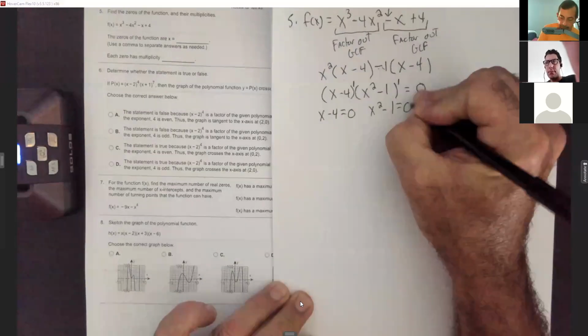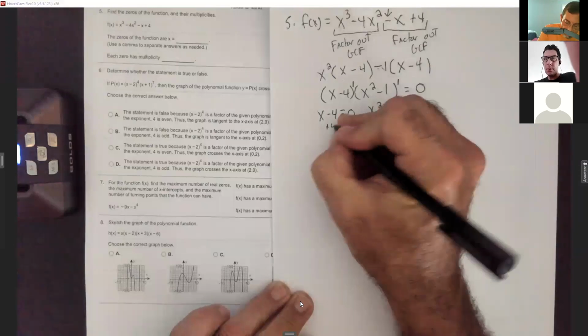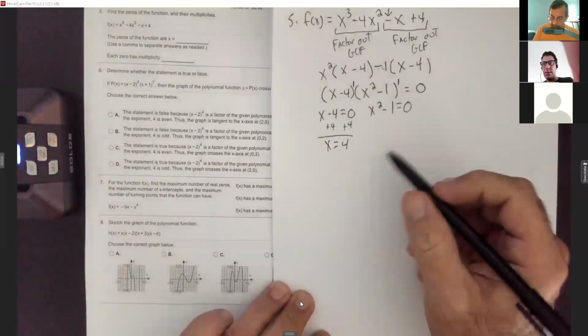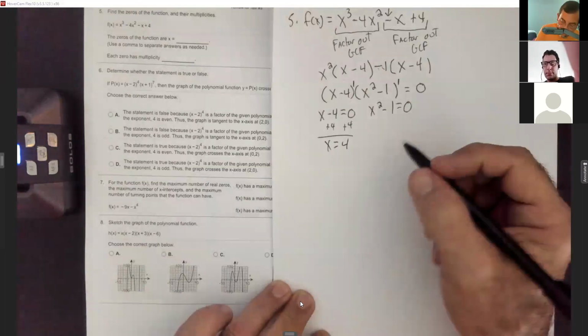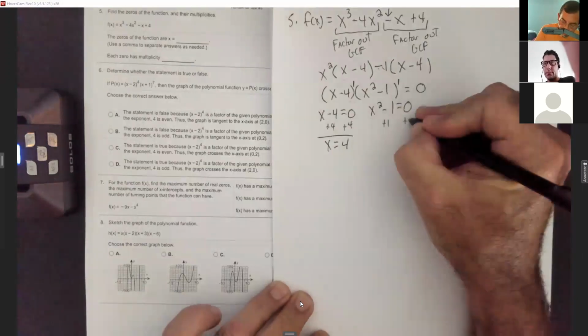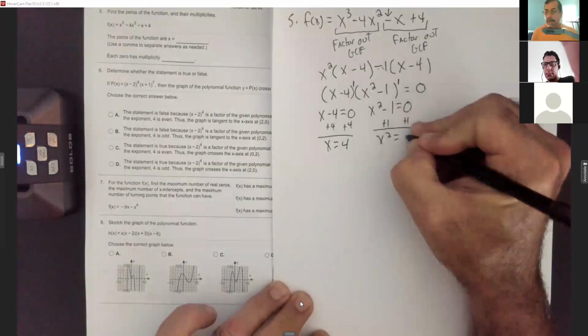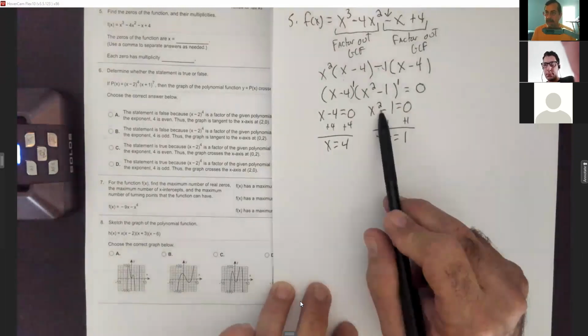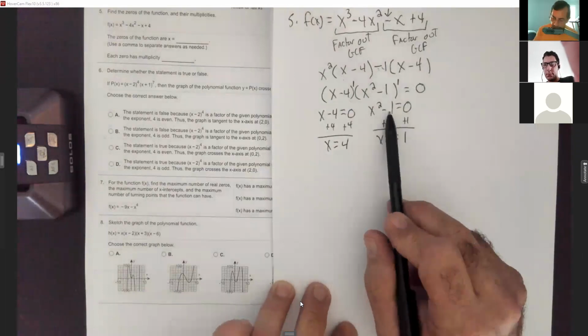So the first one's pretty quick. We just add 4. Second one, I would probably add 1 and do the square roots again. Or you could do the quadratic formula. A would be 1, B would be 0, C would be negative 1.